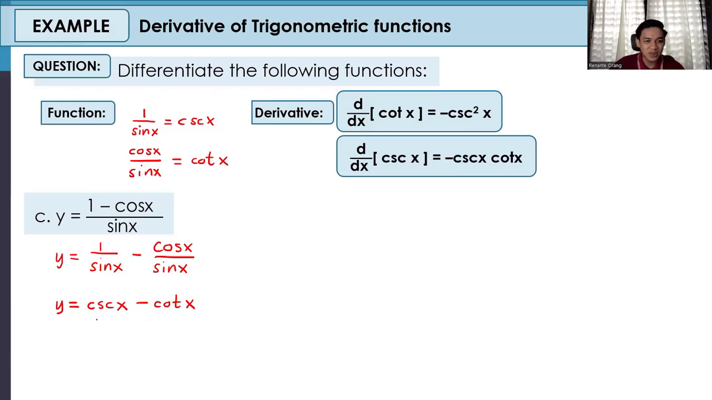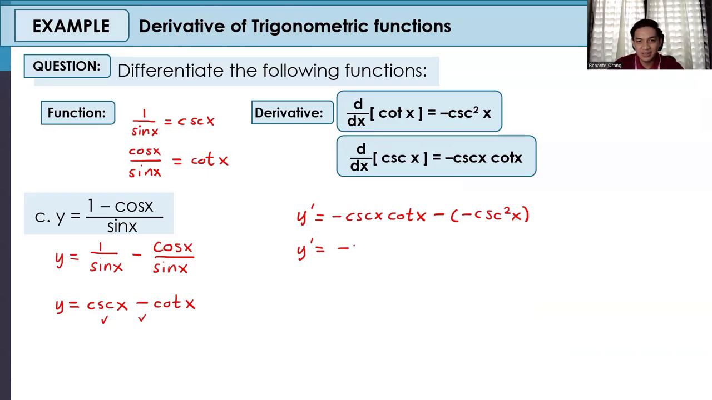Unahin muna natin si cosecant x. Kalagay dito sa formula, sundan lang natin, y prime is equivalent to si cosecant x, differentiation niya is negative cosecant x cotangent of x. Tapos na tayo dito, copy natin yung kanyang operation minus. Next is cotangent of x, that is negative cosecant squared x. Last thing that we need to do is to simplify.